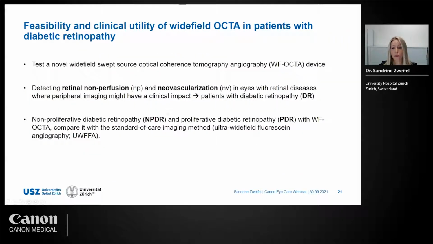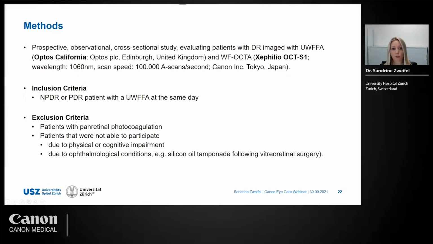In a small study, we wanted to test the diagnostic performance of this novel widefield Vitreous OCT angiography device in detecting retinal non-perfusion and neovascularization in eyes with diabetic retinopathy, and to compare it with the standard of care imaging method, the ultra-widefield fluorescein angiography. Ultra-widefield fluorescein angiography was performed with the Optos device.